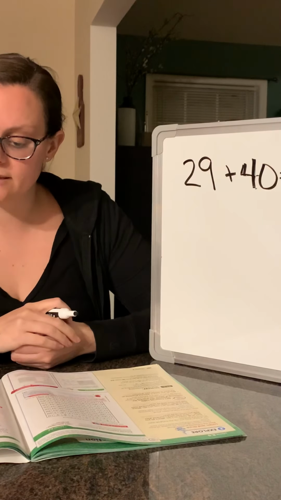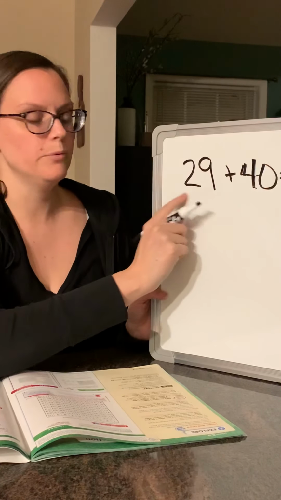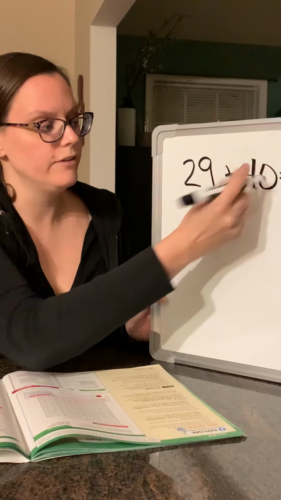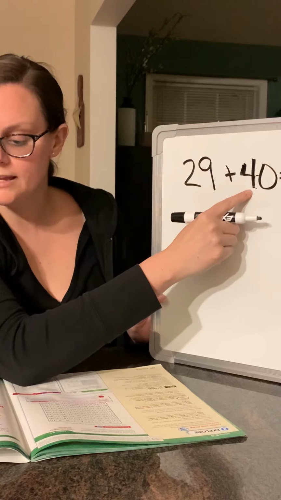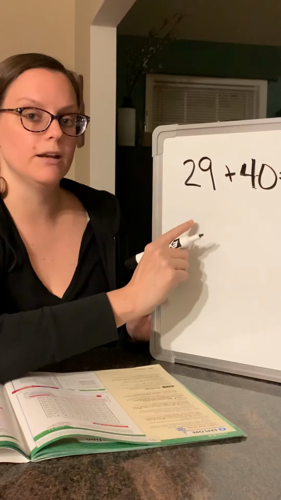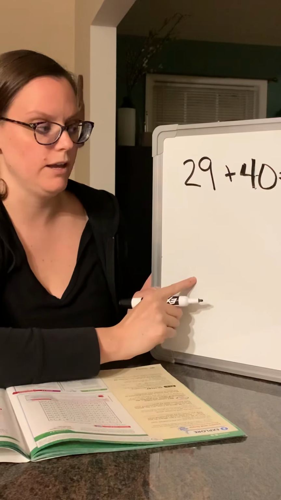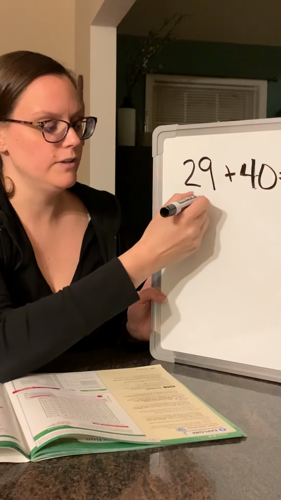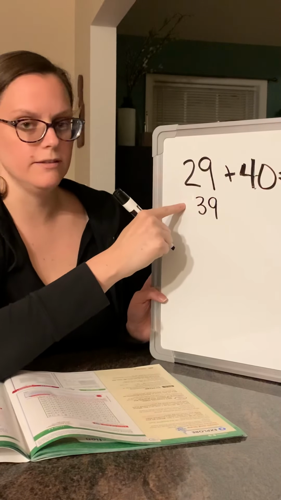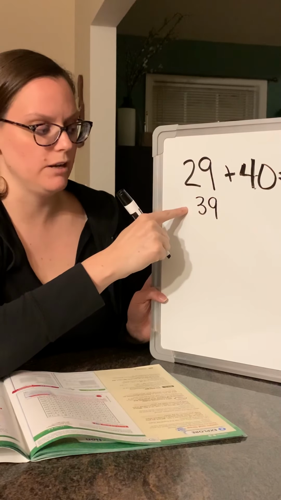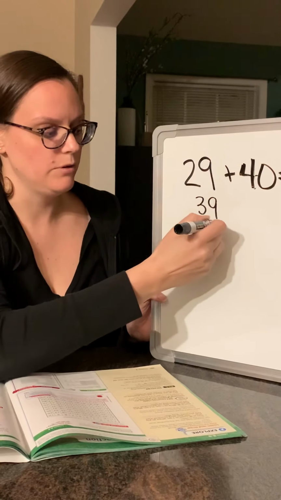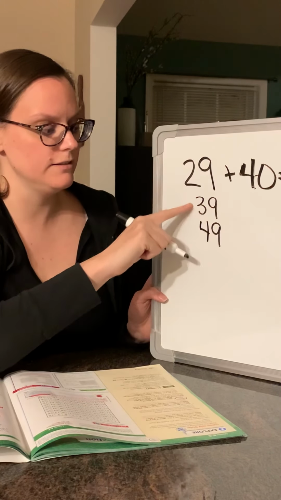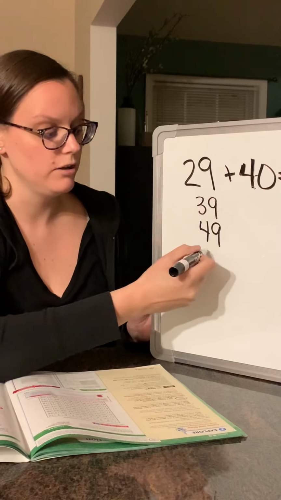So what that means is that I'm going to find 29 on my number grid, my 100 chart, and I have to add 4 tens, which means that I am going to move down my number grid 4 places, okay? So if I have 29, I'm just going to draw it out here. If I'm at 29, I'm going to move down 1 space, or 1 ten, that would take me to 39. If I want to move down another 10 or add another 10, I would be at 49. If you notice, the tens is the only number that's changing. 2, 3, 4, 5.